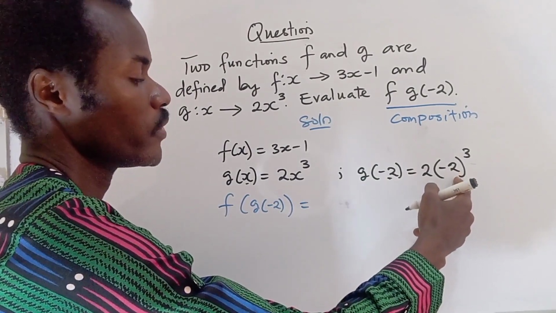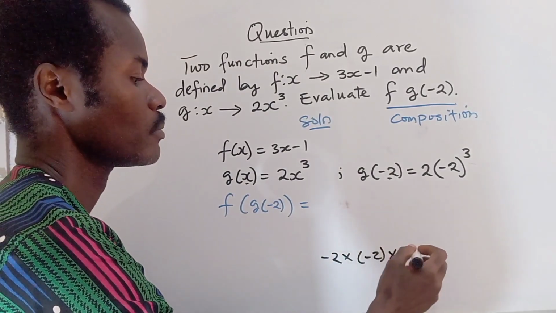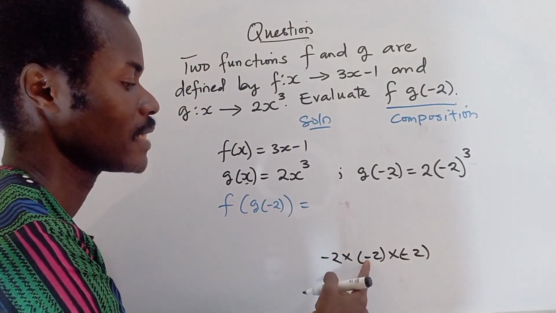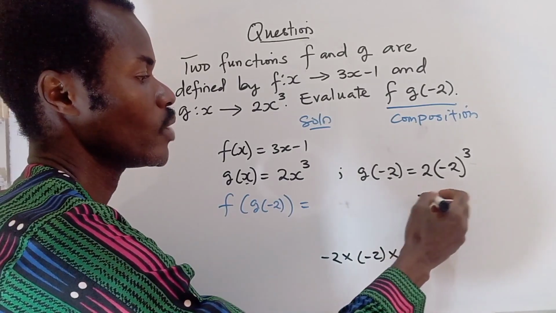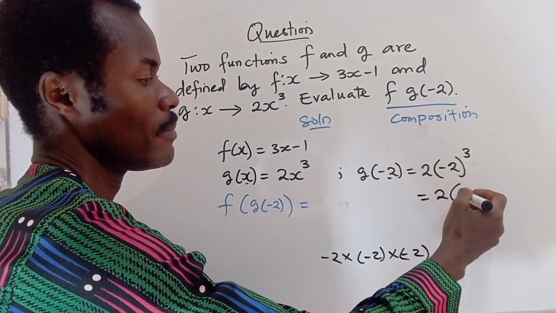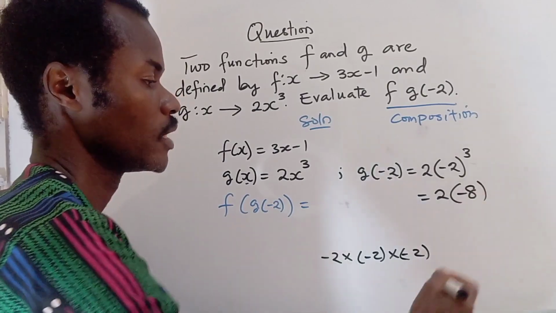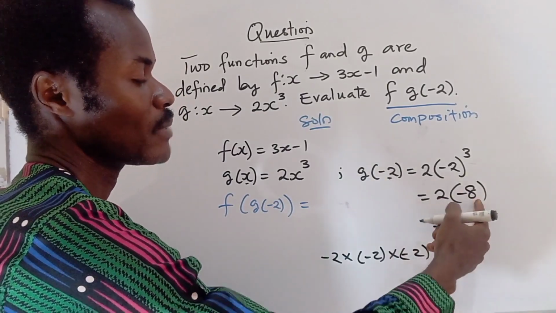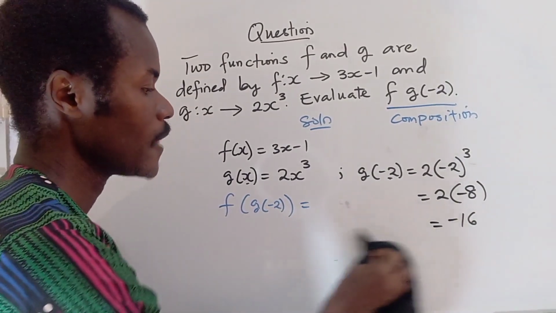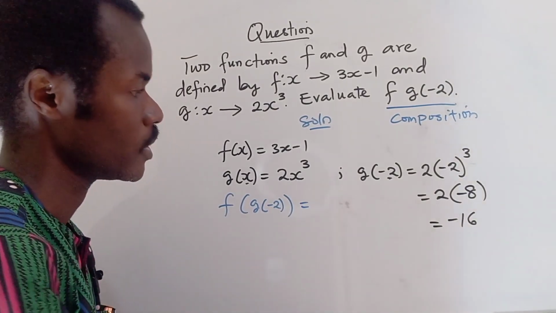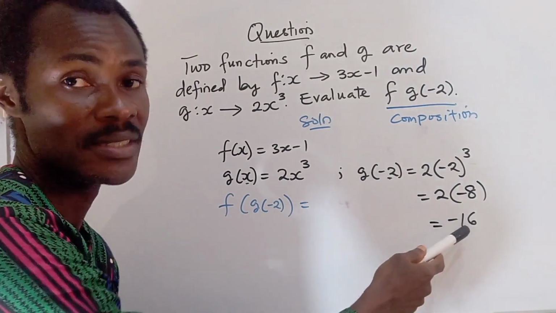Now if we solve this, let's see what that gives us. Minus 2 to the power of 3 means minus 2 times minus 2 times minus 2. Minus times minus is plus, times minus again is minus. So we have 2 multiplied by minus, 2 times 2 is 4, times 2 is 8. So 2 times minus 8 is minus 16.